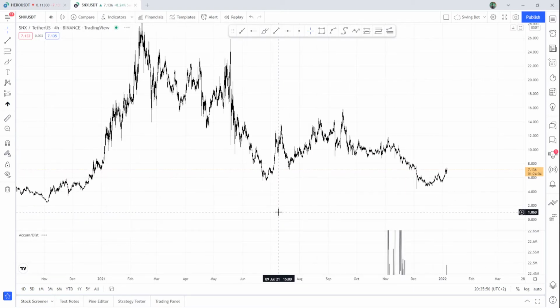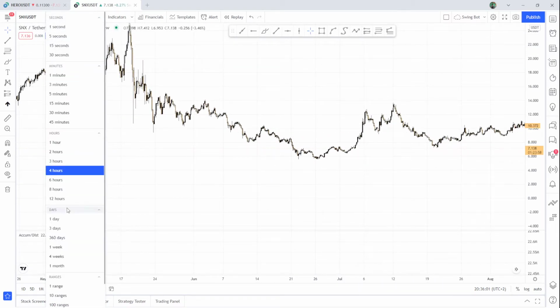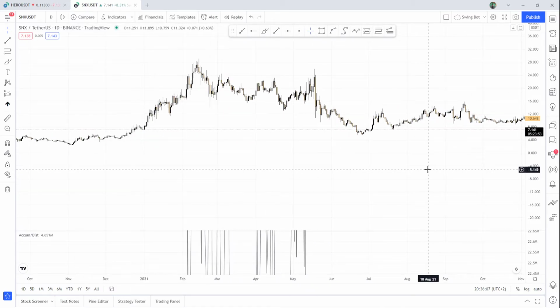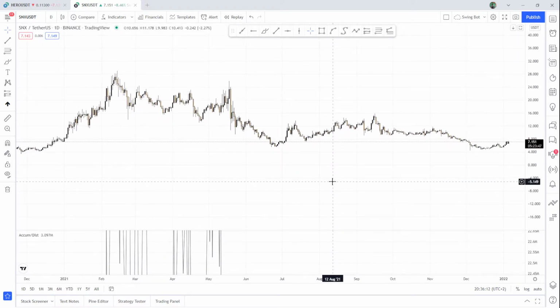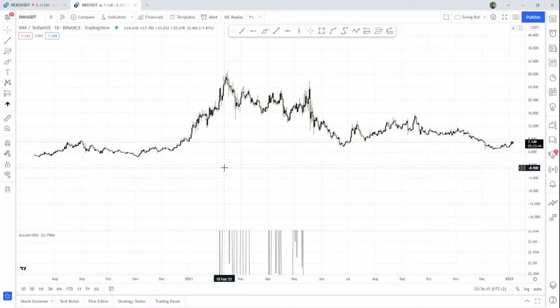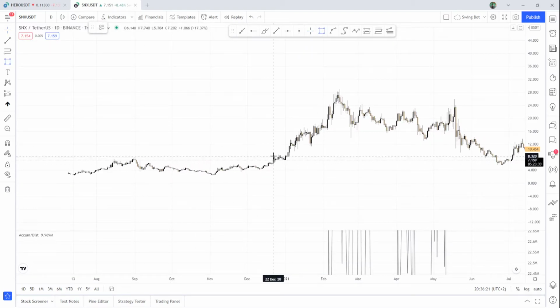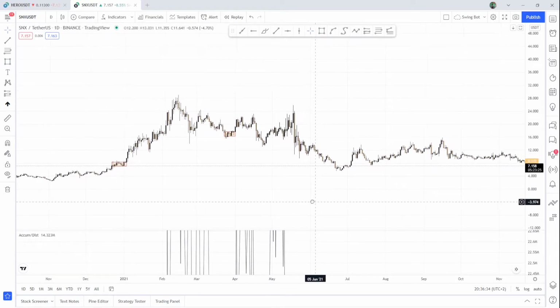Okay. Let me change the time frame to daily. So yeah, on daily we can see it better. Okay, so for example, we have here a zone. You see this zone, and we have a big distribution up. Here we have another one. Here we have another one. Yes.